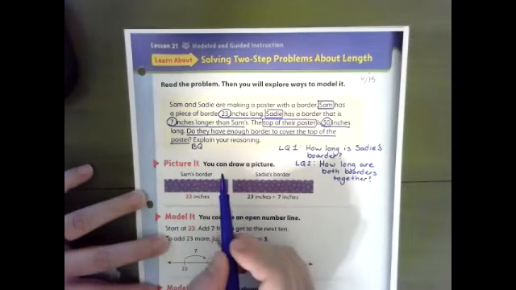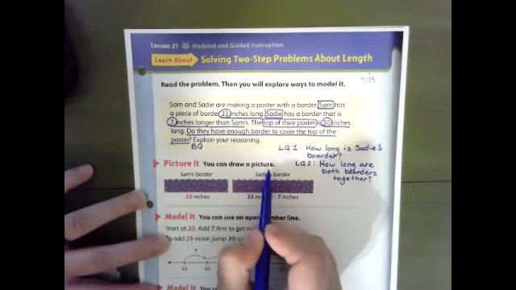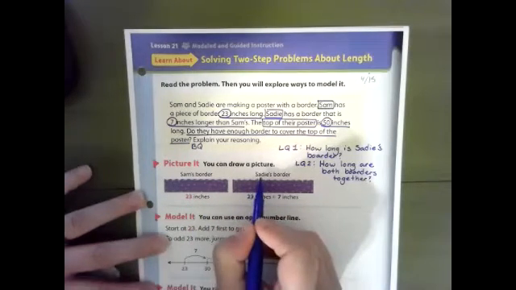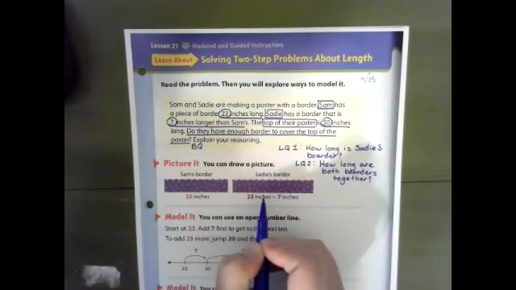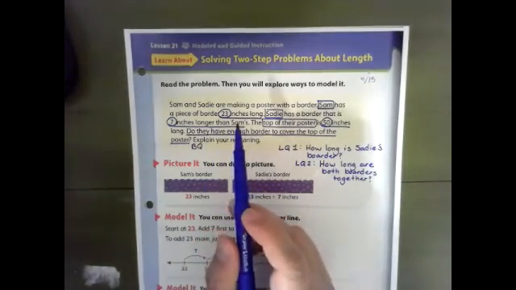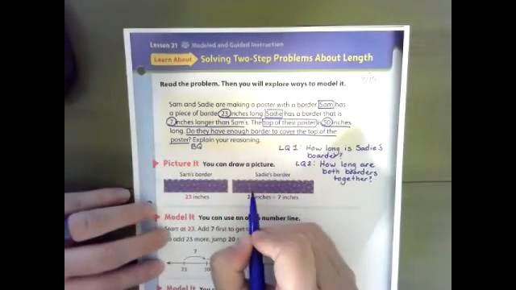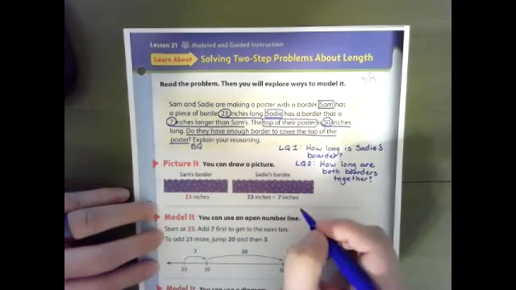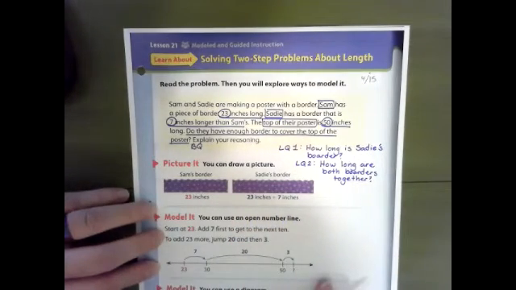You can see from the picture that you can draw a picture to represent. Sam's border is 23 inches. Sadie's border is 23 inches plus 7 because hers is longer. Once you figure out Sadie's border, 23 plus 7, then we can go to the next step.